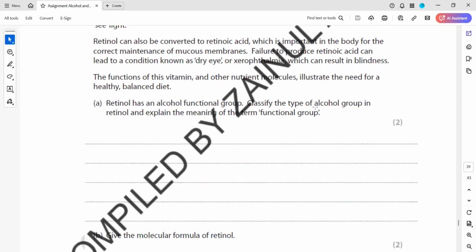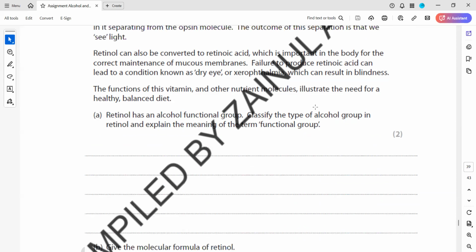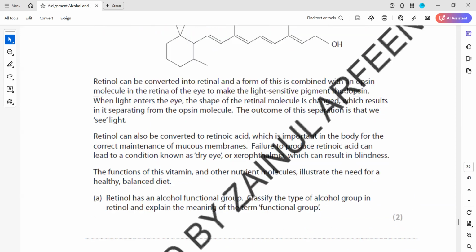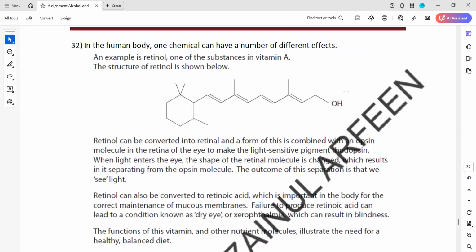So retinol has an alcohol functional group. Classify the type of alcohol group in retinol and explain the meaning of the term functional group. So which alcohol is this? Like the type of alcohol, is it primary, secondary, or tertiary? What kind of alcohol is this?